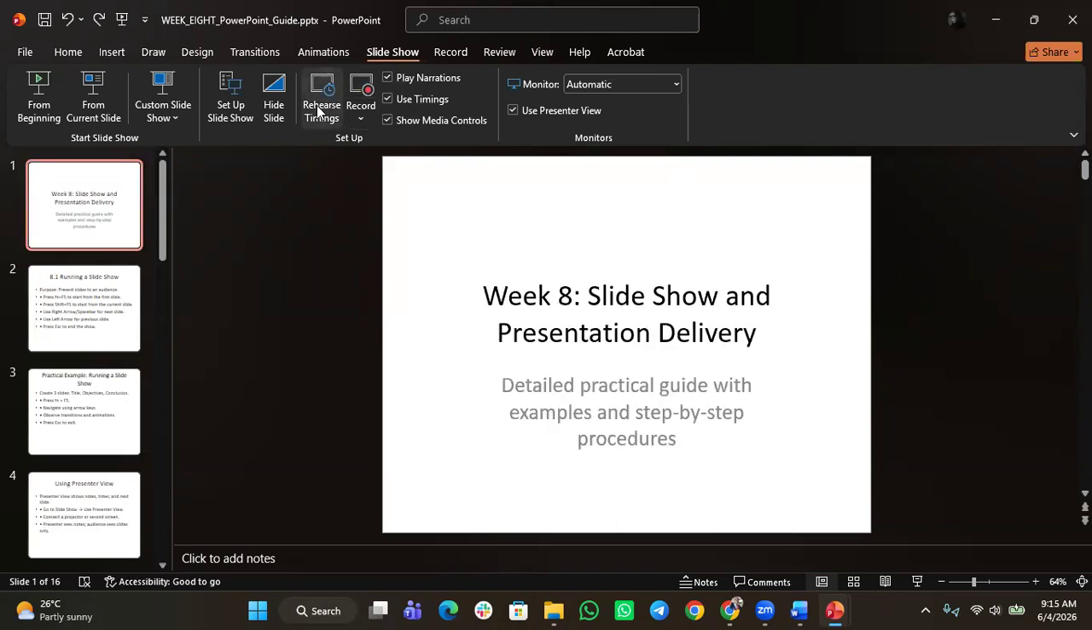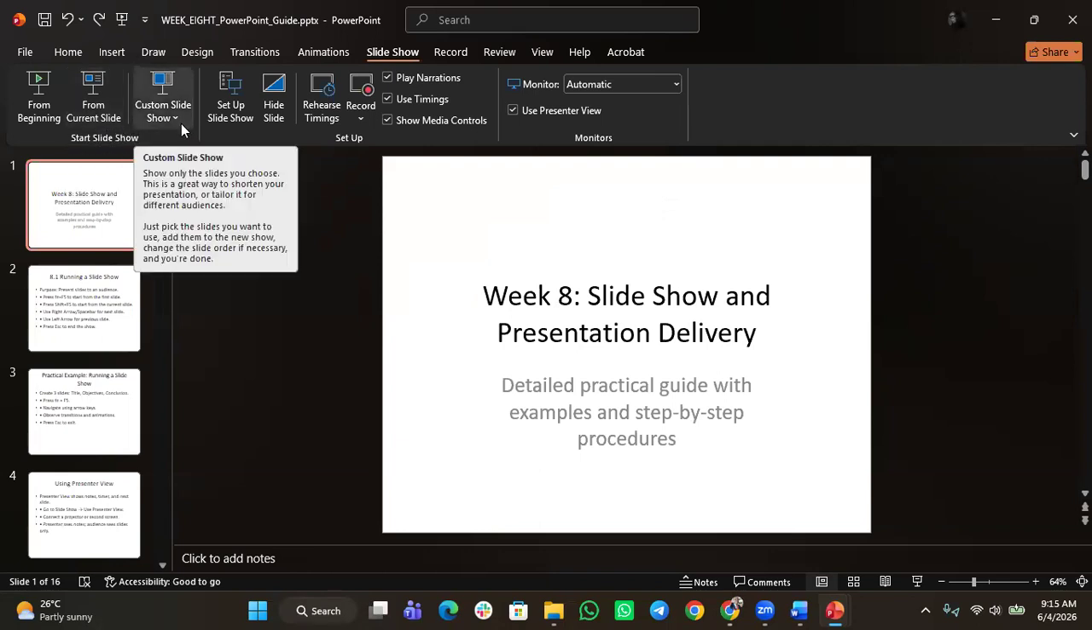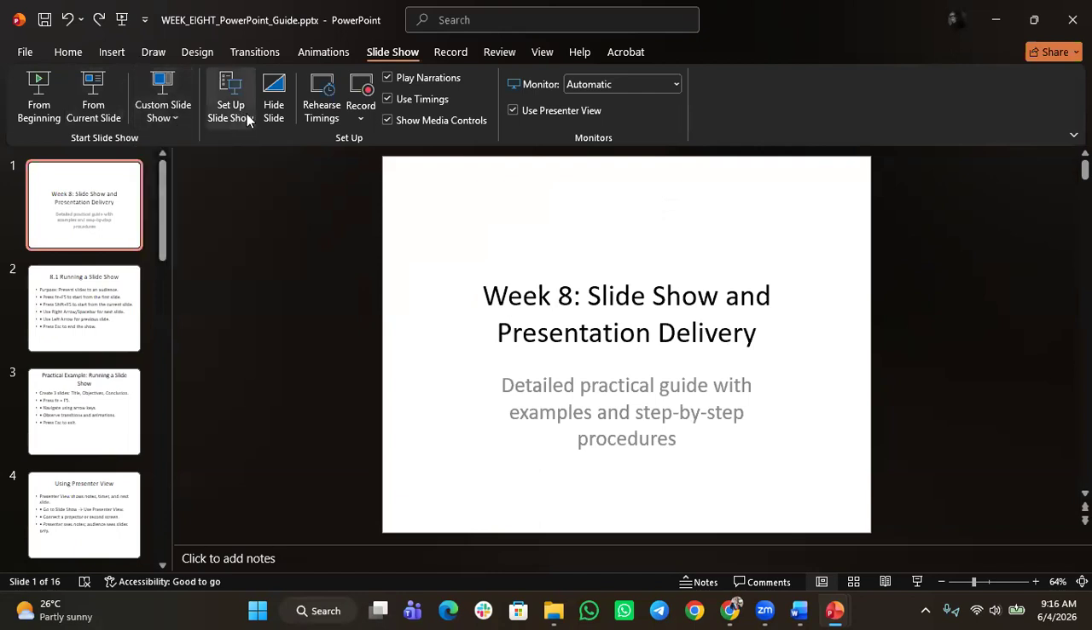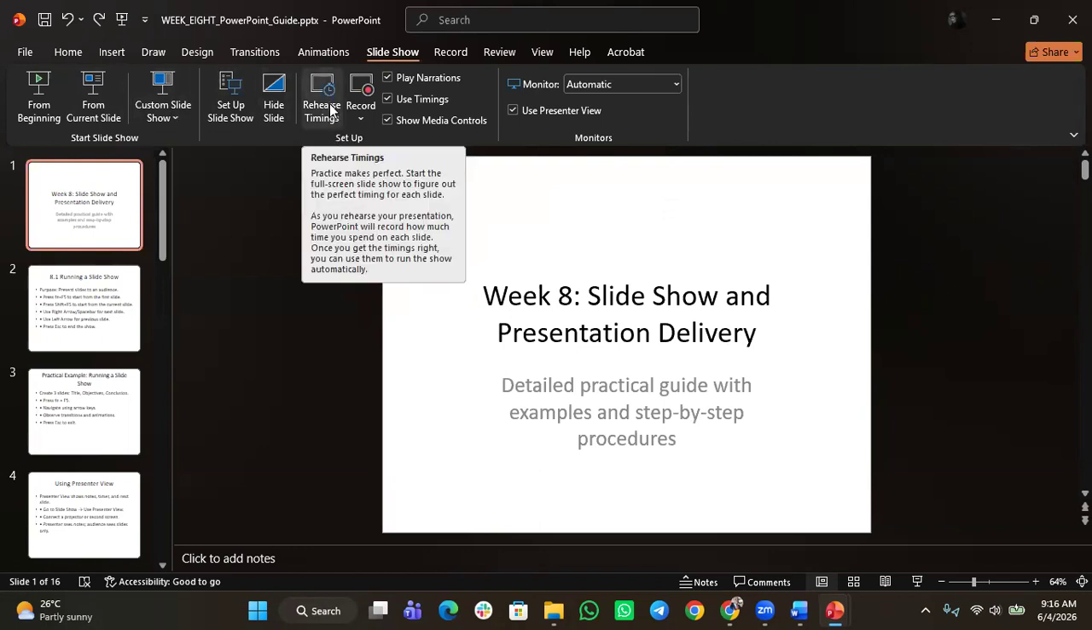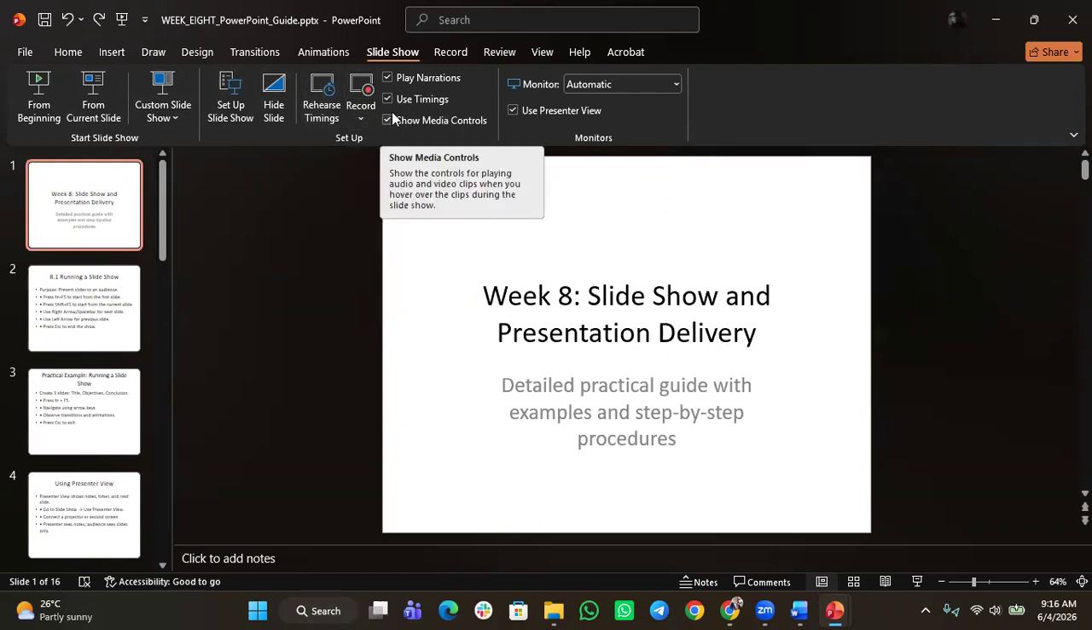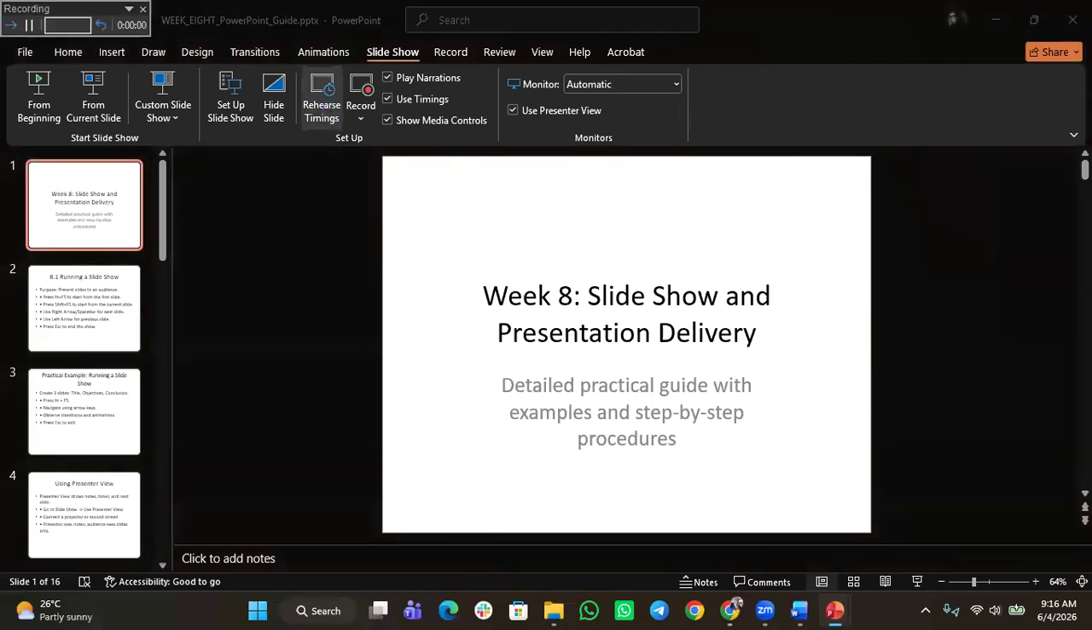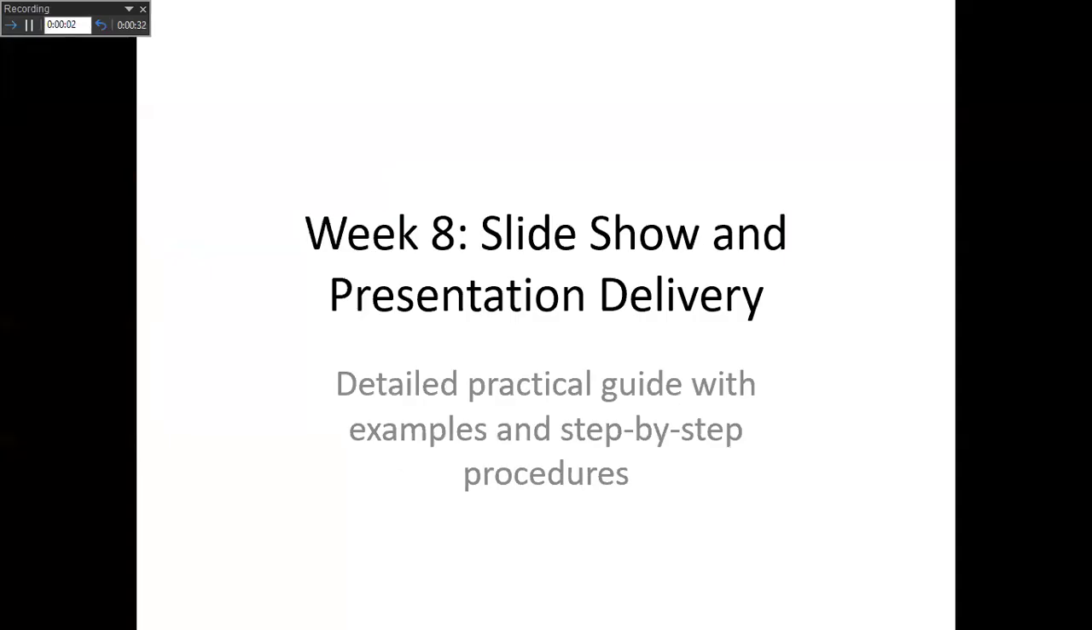You are going to see different options: from beginning, from current slide, custom slideshow. We are still coming to that custom slideshow. Setup slideshow, hide slide, rehearse timing. This is where we are going. Rehearse timing. We have record, then we have play narrations, use timings, show media controls. So we will click rehearse timing. Now, look at it. There's a recording by the top left. 9, 10 seconds.